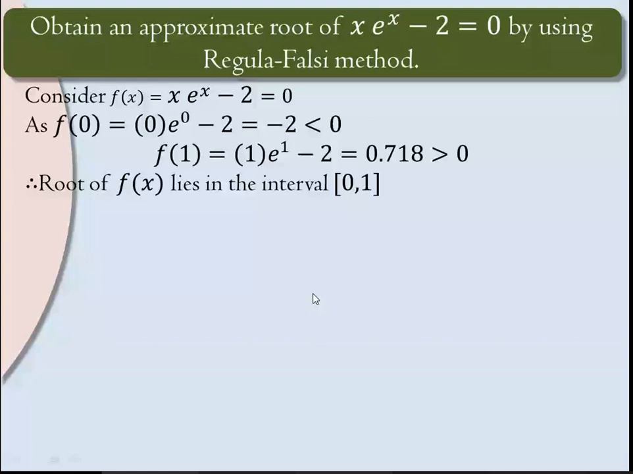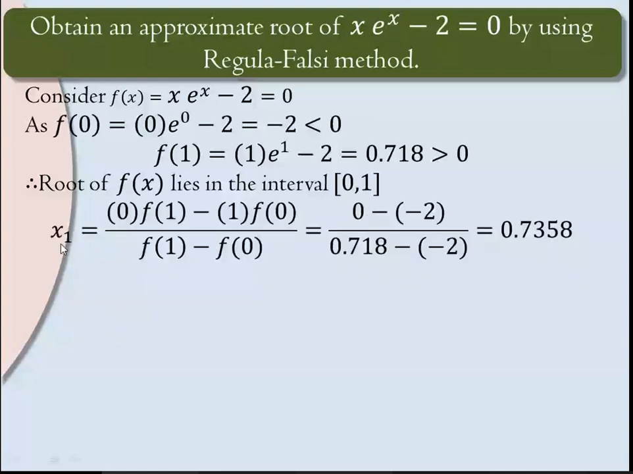X1 will be 0 into f of 1 minus 1 into f of 0 divided by f of 1 minus f of 0. We are taking a as 0, b as 1. And these are the f of a, f of b: a f of b minus b f of a divided by f of b minus f of a. Okay, so this is the formula we are using. Simplifying it, do the calculation, it gives us 0.7358. Now find the value of f of x1.